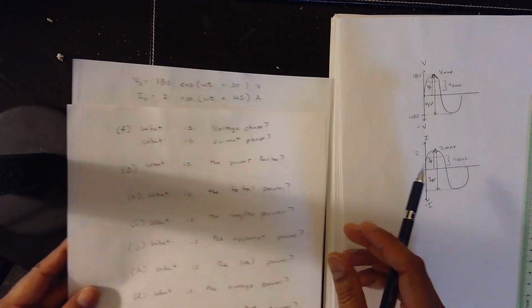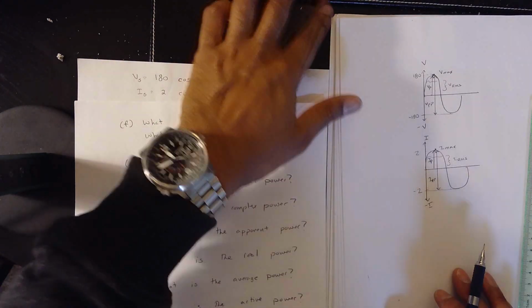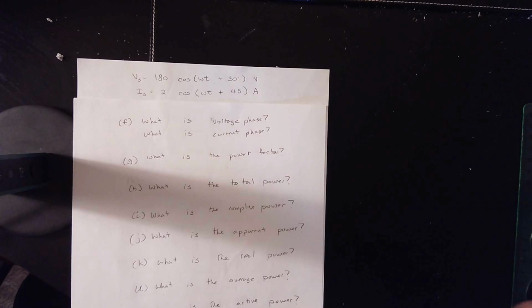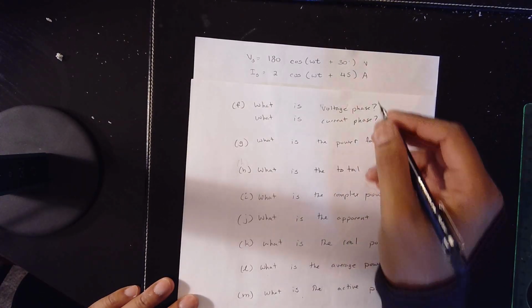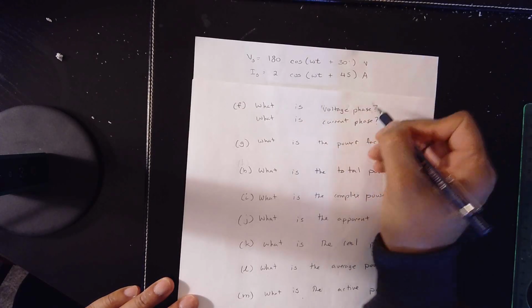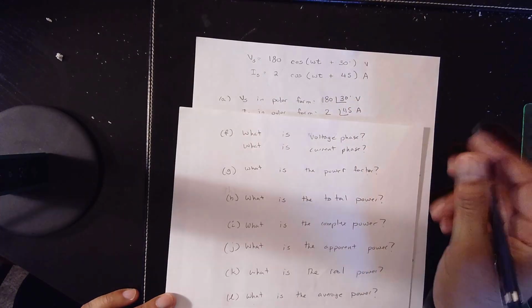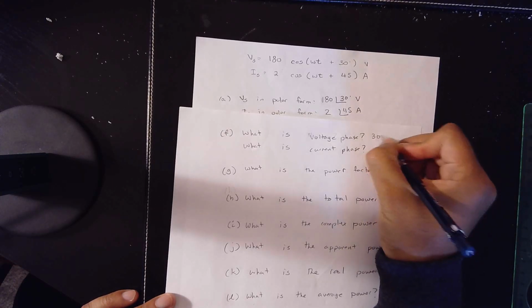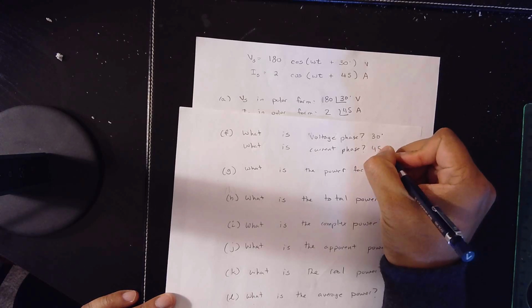What is the voltage phase? What is the phase voltage? I don't think we need this anymore. We can just move this out the way here real quick, and operate side by side. What is the phase voltage? Phase and angle are the same thing. It's really your angle or your polar form. So your phase is going to be 30 degrees. Your current phase is what? It's the angle, 45 degrees.